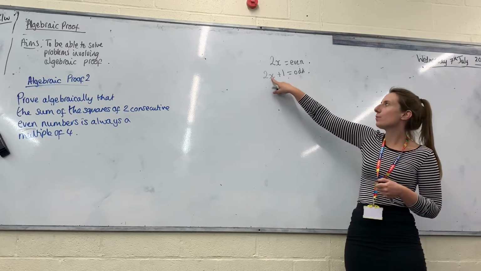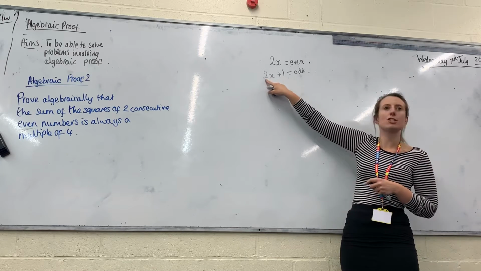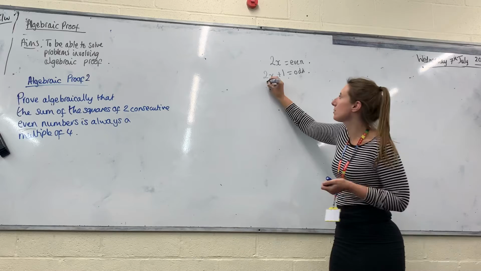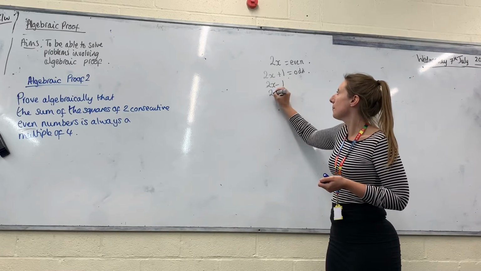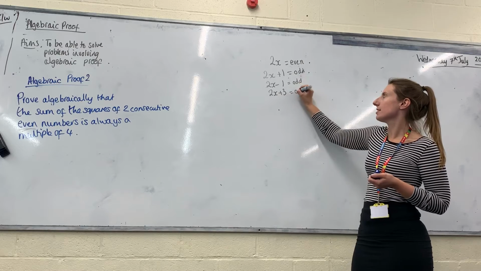Similarly, what else could we use for odd numbers? 2x plus 1 would work, because that would be odd. 2x minus 1, perfect. Another one, 2x plus 3. Perfect. All of these must be odd numbers. Plus 7.